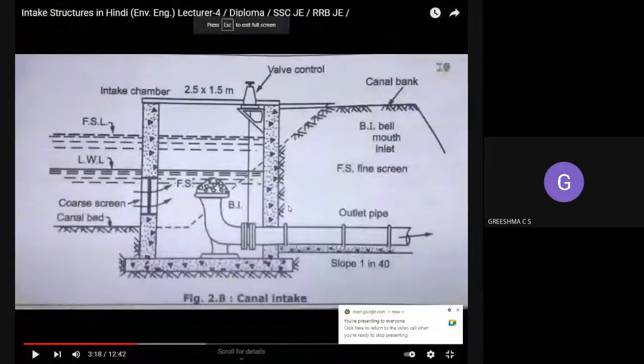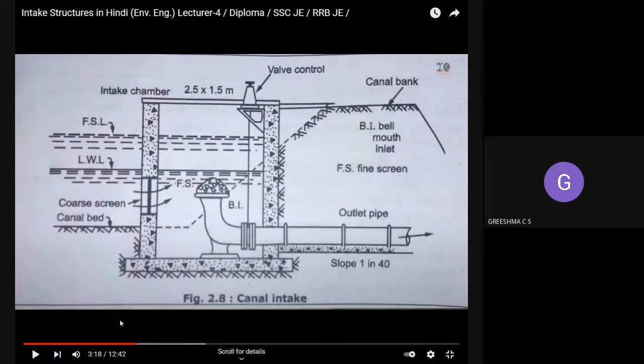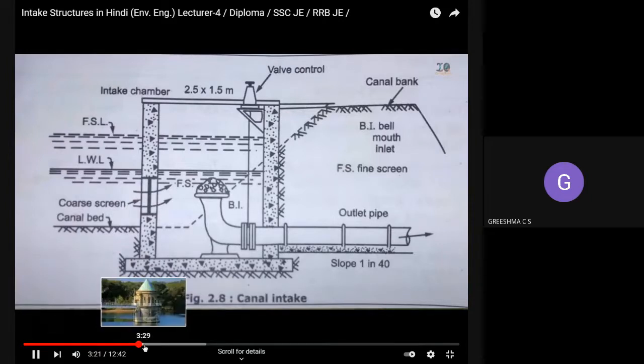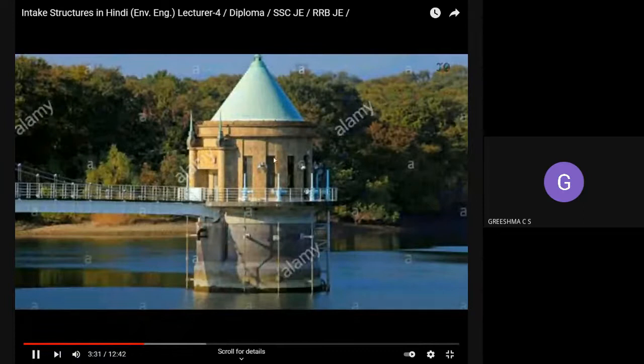I can show you one picture of this on video. See, this is one of the famous intake structures. Here you can closely see this is a foot bridge that is provided. This is the pump house, we call it a pump house locally. This is the intake structure that is constructed.